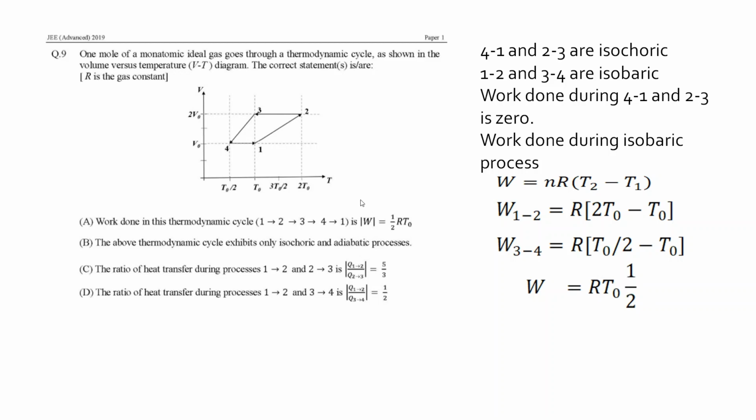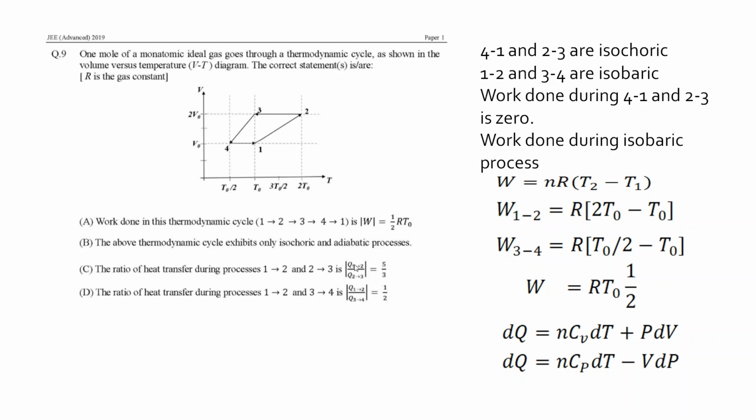Now as this is a multiple answer type question, there can be more than one answer, so you have to look at options C and D. In options C and D, they are comparing the ratio of heat released or absorbed during different processes. So what equation do we have in hand to calculate the heat absorbed or released? One equation is dQ is equal to nCv dT plus PdV, and another equation is dQ is equal to nCp dT minus VdP. We have already derived these two equations.